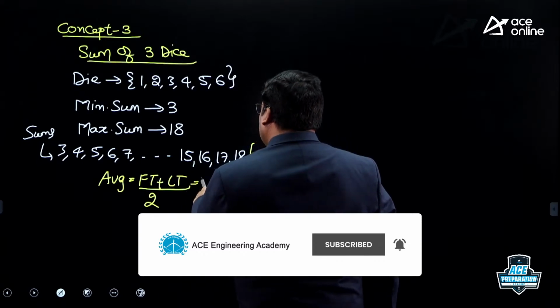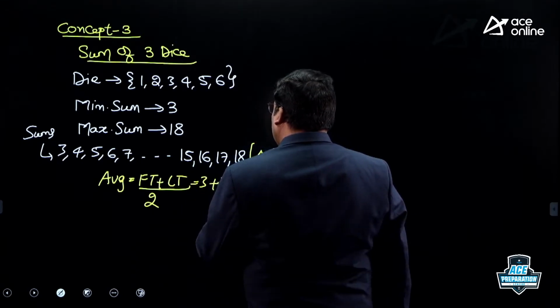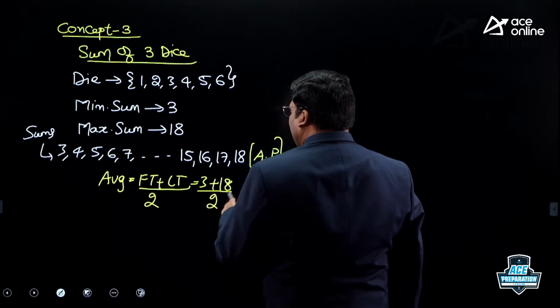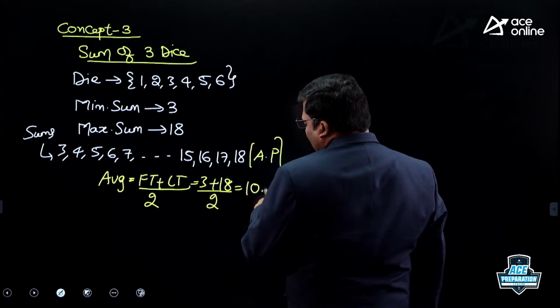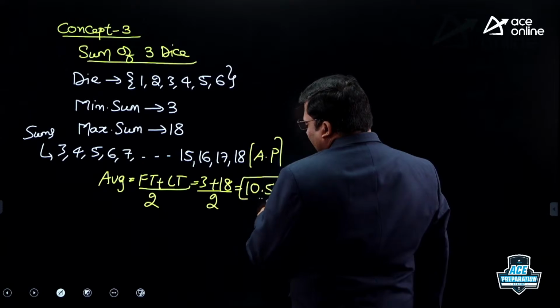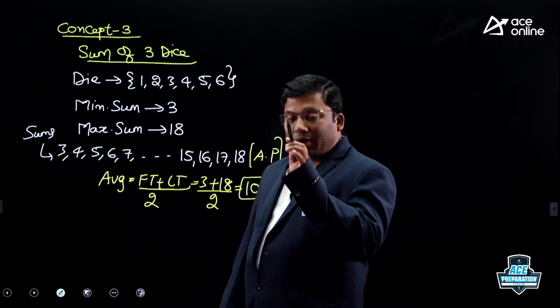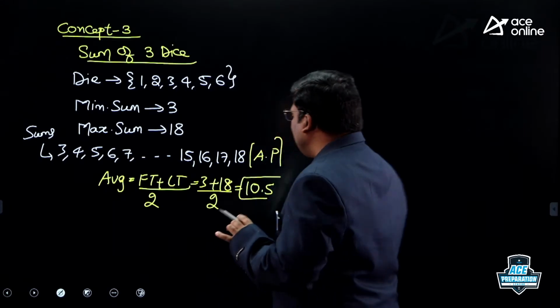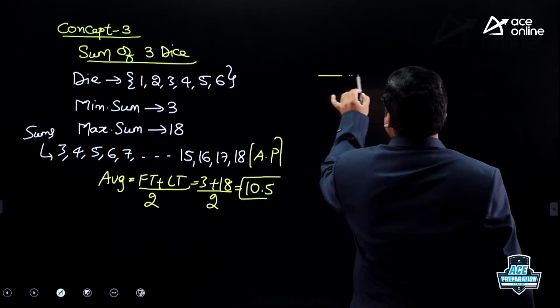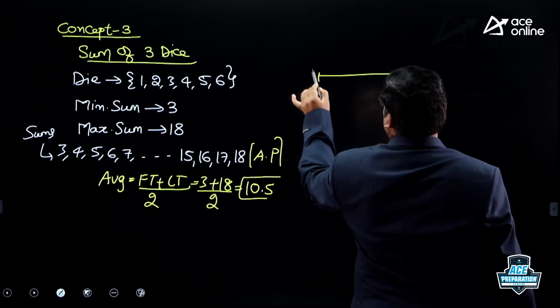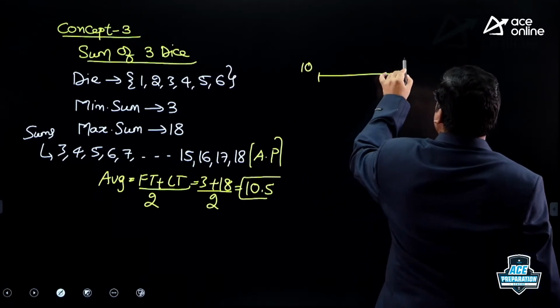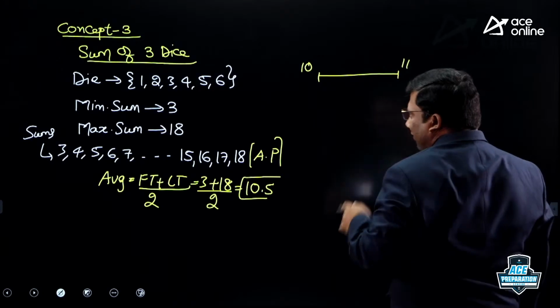First term is 3. Last term is 18. 3 plus 18 by 2, 21 by 2. I got 10.5. If the average were an integer, I would have kept it at the top edge. But it is 10.5. What are the integers just less than 10.5? 10. What are the integers just greater than 10.5? 11.